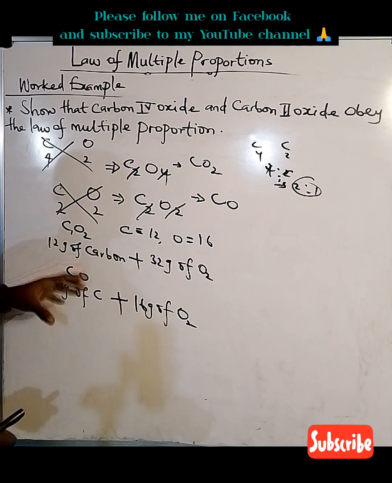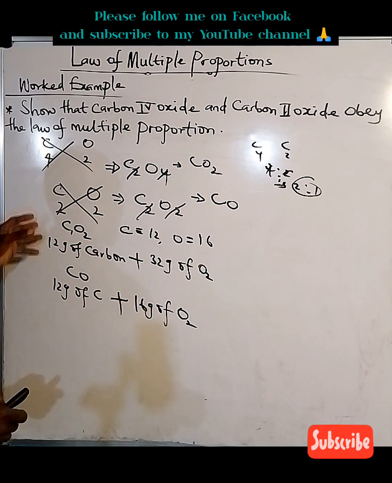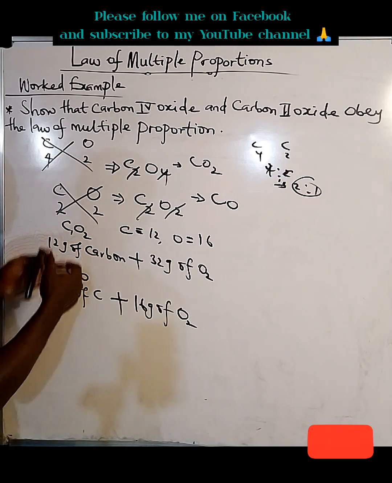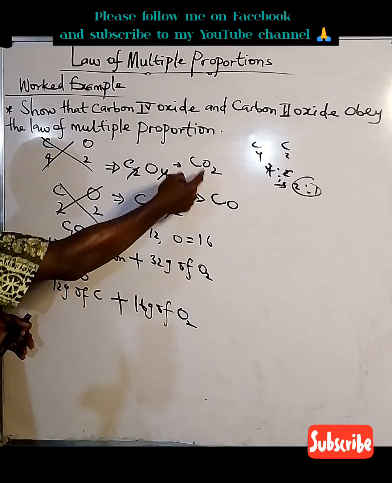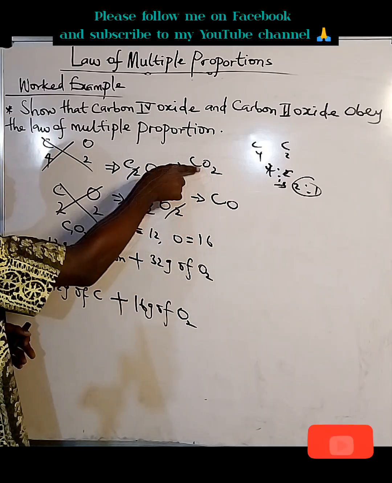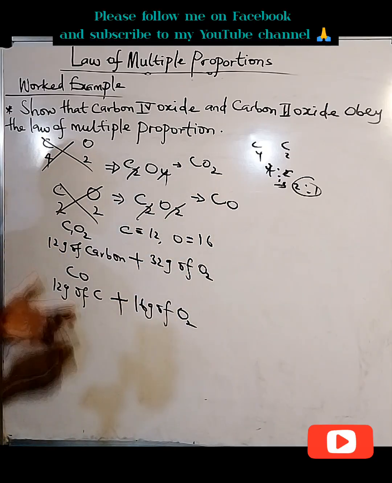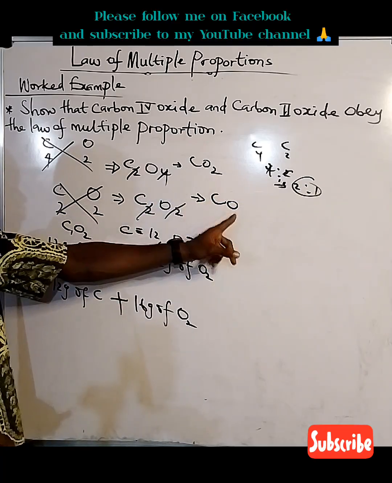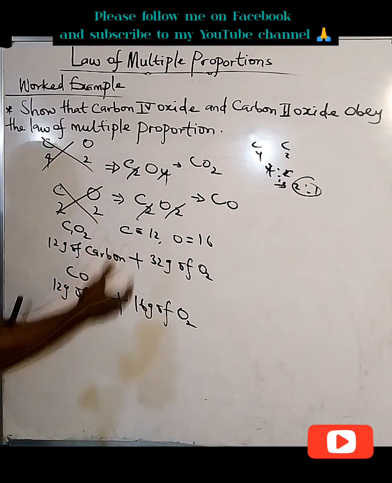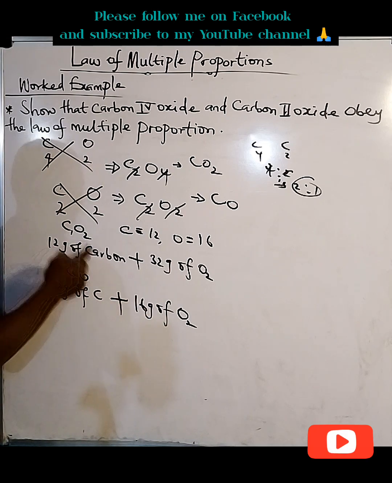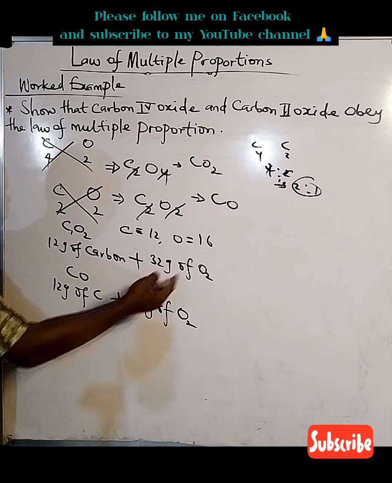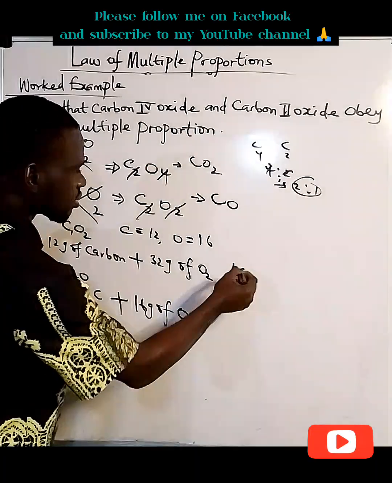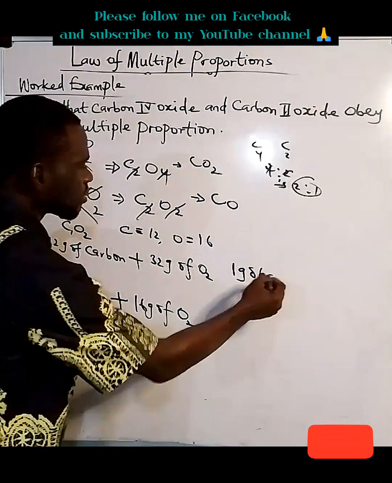So even for the fact that we have different masses of oxygen, as you can see right here on the board, after the whole reaction, we end up having different atoms of oxygen. Here, 2 atoms of oxygen, 1 atom of oxygen. So when you compare them, just like what we have here, carbon 4, carbon 2, 2:1, even oxygen 2 atoms, oxygen 1 atom is 2:1. So let's do another comparison. If you have 12 grams of carbon combining with 32 grams of oxygen, we can assume that 1 gram of carbon will be what then?